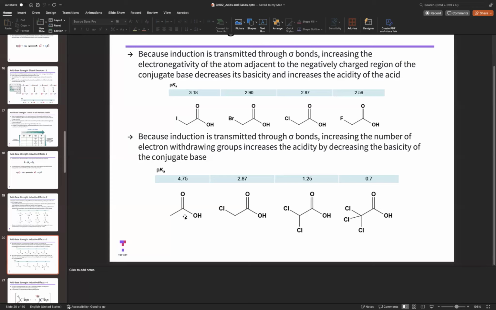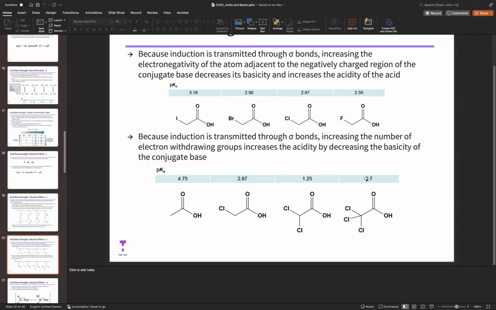Furthermore, look at the trend on the bottom. Now we are looking at the same electronegative atom being added over and over. The first one, we don't have any electronegative atom beyond the normal structure of ethanoic acid. Then we have 1 chlorine added on the second carbon. Then we are adding 2 chlorines on that second carbon. And then we are adding 3 chlorines. Look at the acidity of this last compound.